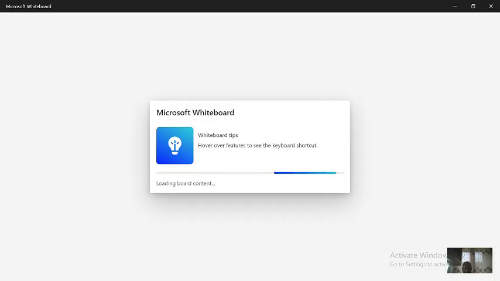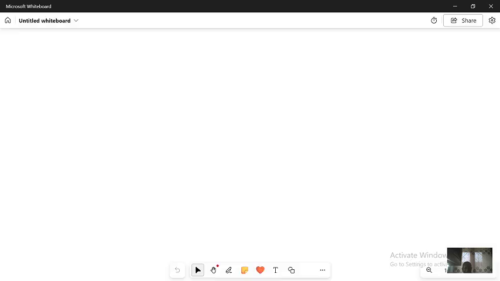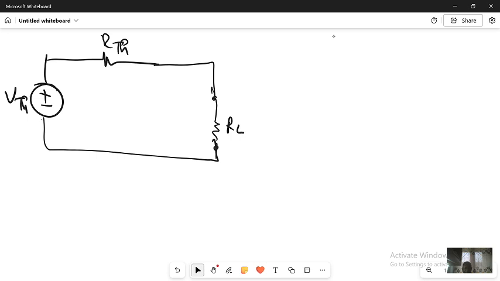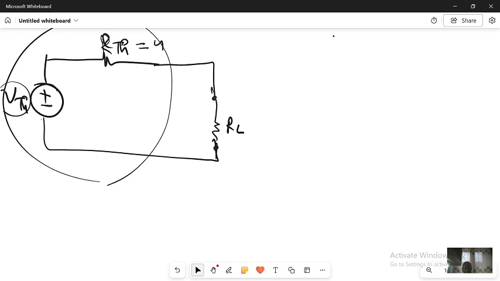Now if I determine the value of VTh, I can draw my Thevenin circuit. I will have plus minus VTh, my RTh, and my load, RL. This linear circuit is replaced with VTh and RTh. I already calculated RTh, which is equal to 4. VTh will be calculated from that equation. RL is, let's say, 6 ohm. Now I want to determine this current IL, the current flowing in the load.